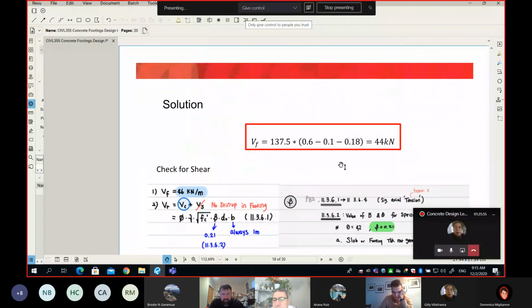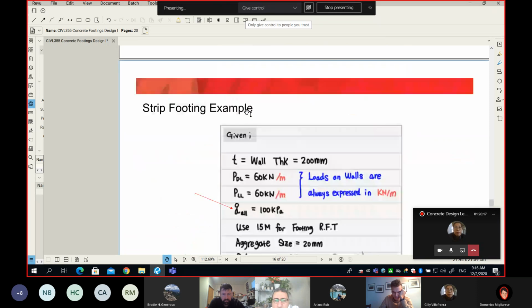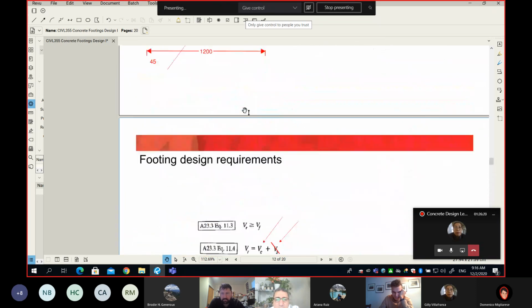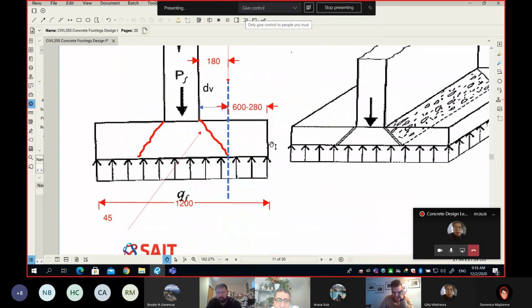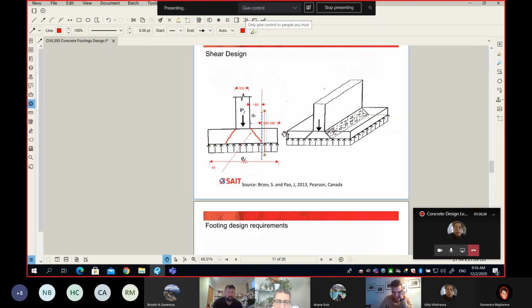It's over here, guys. We simply multiply the qf, which is 137.5, by half of the width of your footing, minus 0.1, which is half of the wall thickness, minus 0.18, which is the dV. So what you get here is the Vf, which is the force trying to shear this section. All you have to do is multiply the qf by this length, and you will get the force trying to shear this critical section. Hopefully this is not very difficult.